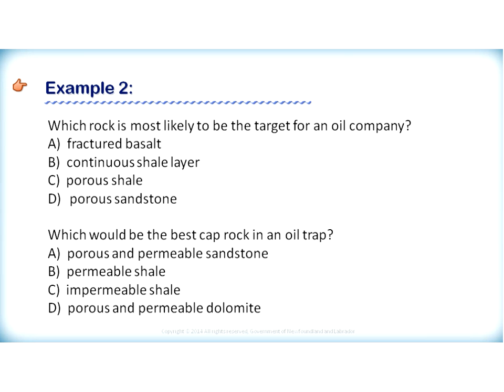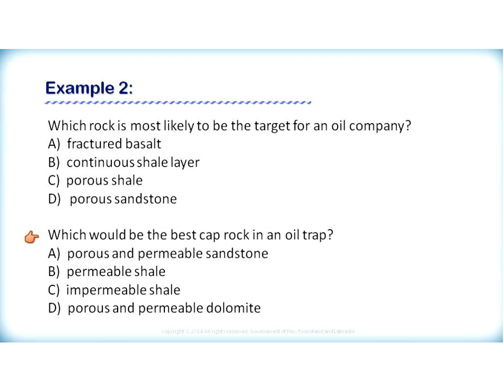Example number 2. First question reads, which rock is most likely to be the target for an oil company? So when an oil company is exploring for oil, it is looking for a rock that has a relatively higher porosity and higher permeability. And this would prove to be a good reservoir rock. So our answer to this question would be D, it would have to be a porous sandstone. Porous sandstones would have the space in between the sand grains in which oil would be found.